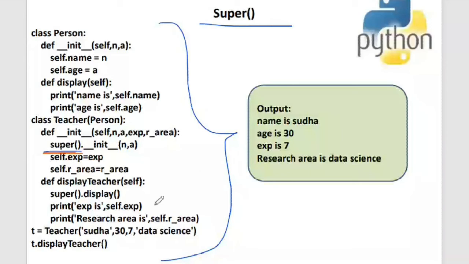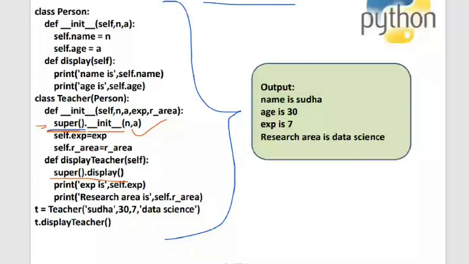There I have written Person.__init__, then I said self, n, and i. But look how I have written it here by using super. Super means super class. Same way, when I want to call the display method, I say super and I'm not passing self. So this is how I'll be using super.